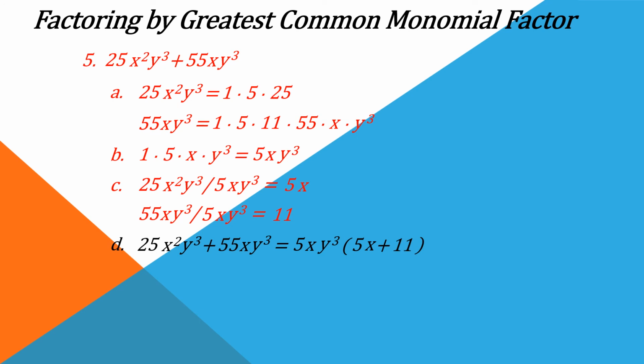Again, we just copied the greatest common factor of the numerical and variables, and we multiplied it by the combination of 5x and 11, adopting the sign of 55xy cubed. So we have this final answer as 5xy cubed multiplied by the quantity 5x plus 11.